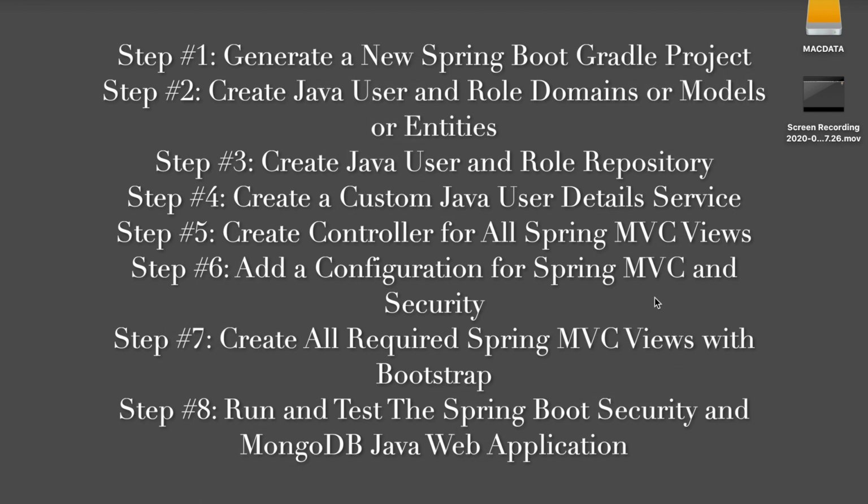This tutorial is divided into several steps. Step number 1. Generate a new Spring Boot Gradle project. Step number 2. Create Java user and role domains or models or entities. Step number 3. Create Java user and role repository. Step number 4. Create a custom Java user details service. Step number 5. Create controller for all Spring MVC views.